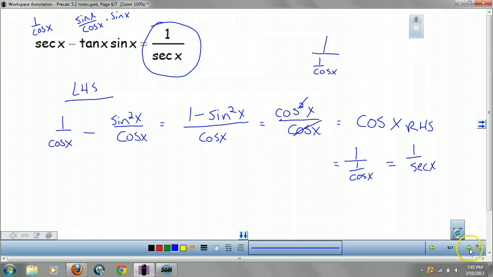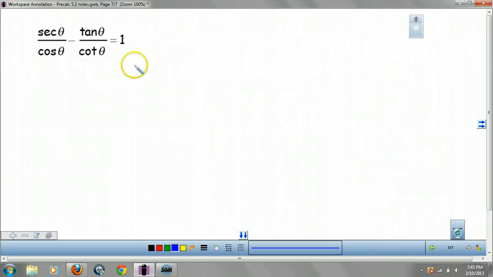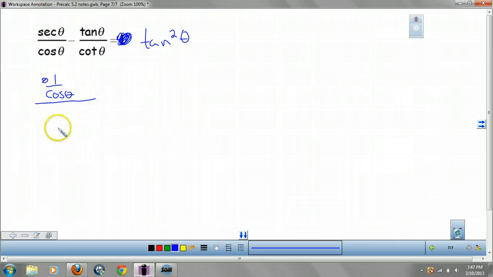Let's do one more. And I'm going to change this one because I actually think that's wrong. I actually think this should be tan squared of theta. So let's do it. Secant squared is equal to 1 over cosine of theta, right? So I have 1 over cosine of theta all over cosine of theta. Minus, what's tan, guys? It's sine of theta over cosine of theta. What's cotangent? Well, it's cosine of theta divided by sine of theta.